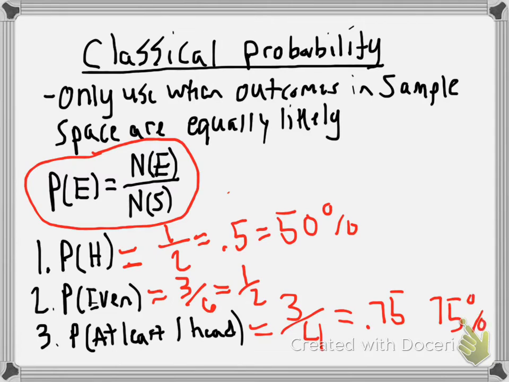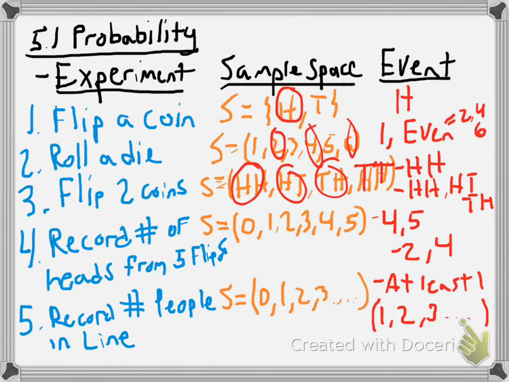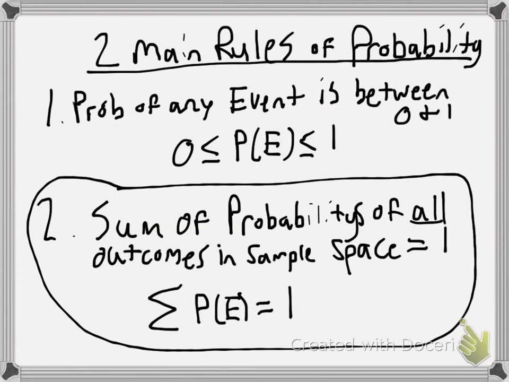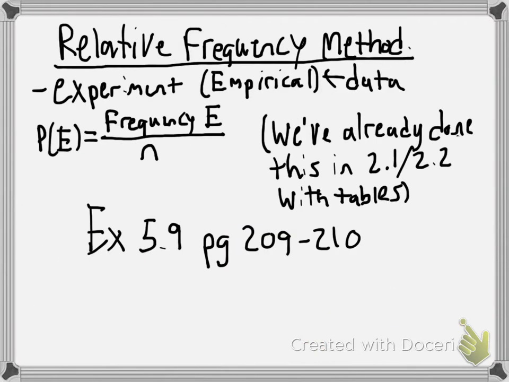The next two sample spaces and experiments that I created, the outcomes are not equally likely, so we'll have to use some other formulas that we'll get to later in the text. Like I said before, the classical method is not available for every experiment.